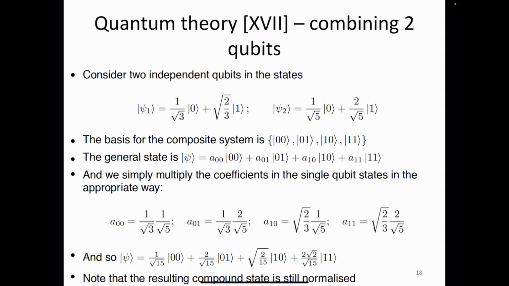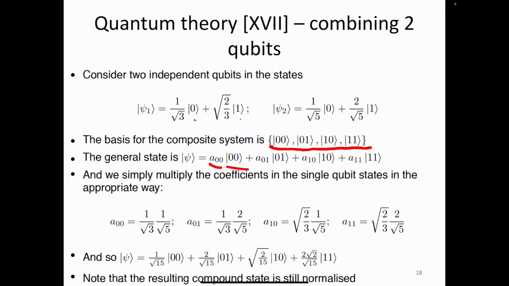And the basis for these composite systems, because we're still operating on single qubit states here, we want to combine to a 2 qubit state. So the basis for the composite system is this, our possible 2 qubit states. And the very general state, without talking about amplitudes specifically, is the amplitude sub 00 associated with the state 00, sub 01 associated with the state 01, and so on. And we simply multiply the coefficients in the single qubit states in the appropriate way.